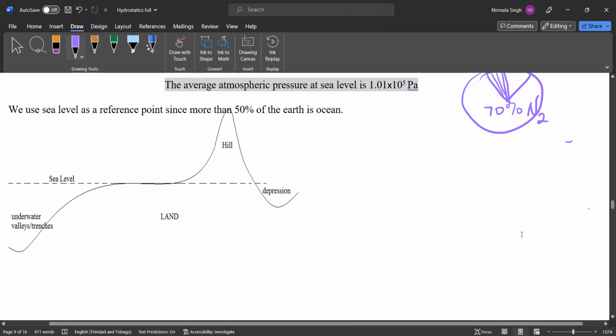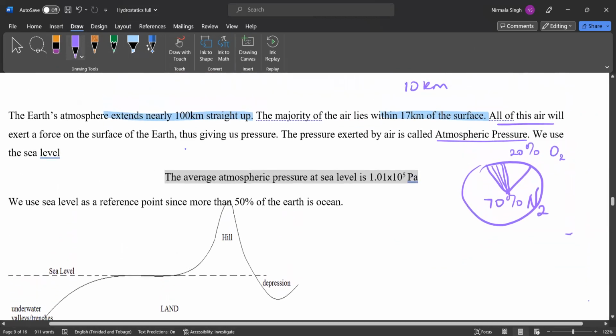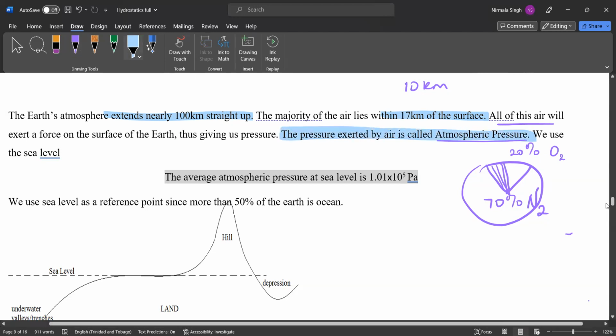So continue reading. Let's read it back again. The pressure exerted by air is called atmospheric pressure. This is going to come up in your multiple choice paper questions: define what is meant by air pressure. Air pressure is the pressure exerted by the atmosphere or the air.